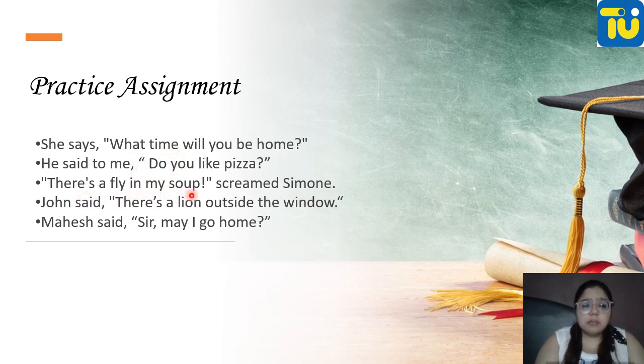"There's a fly in my soup!" Exclamation mark. It's an exclamation sentence. Screamed Simon. John said, "There's a lion outside the window." Said is your reporting verb. Mahesh said, "Sir, may I go home?" It's a request. Said is your reporting verb. Let's look at the answers.